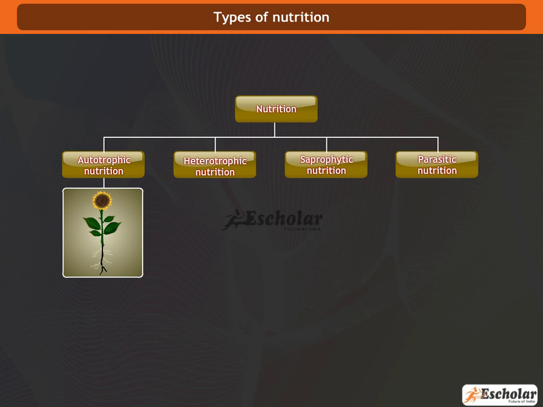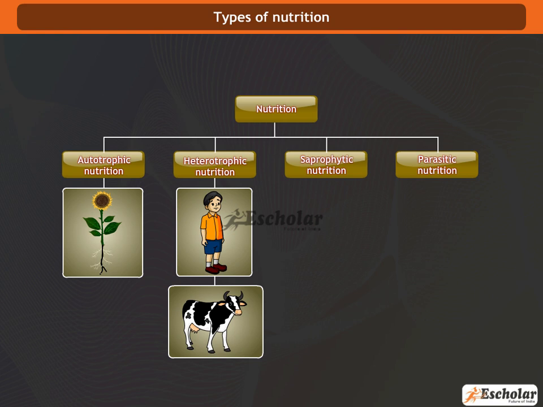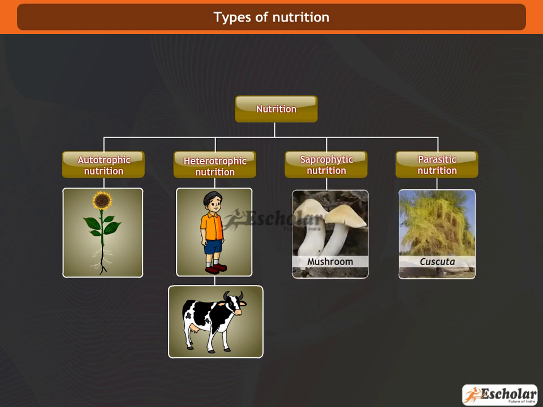Thus, plants are autotrophs. The word auto means self, and this mode of nutrition is called autotrophic nutrition. Animals and most other living organisms like human beings take in ready-made food prepared by the plants. They are called heterotrophs, and this mode of nutrition is called heterotrophic nutrition.